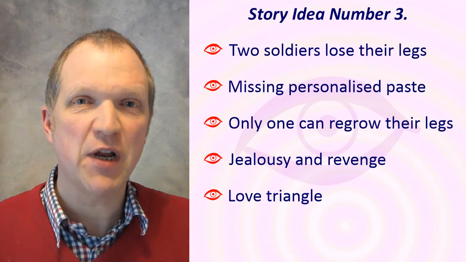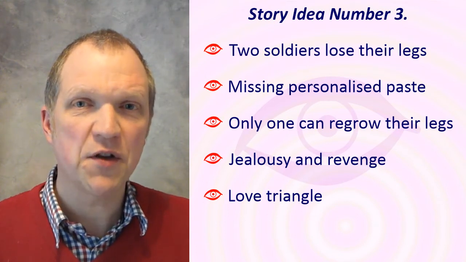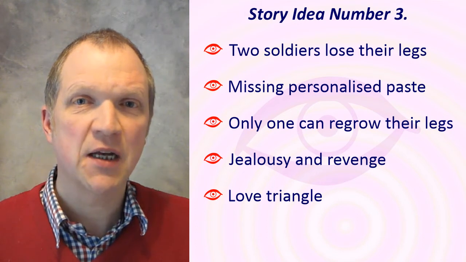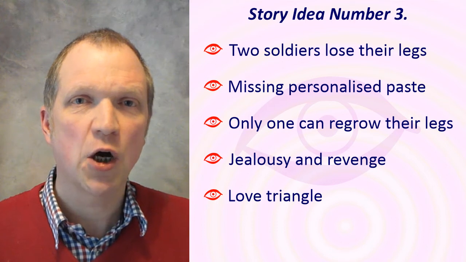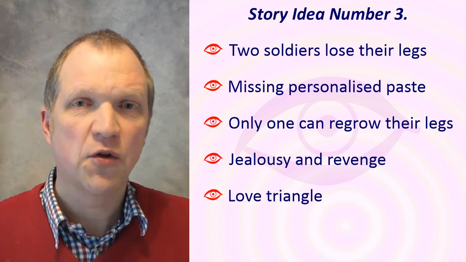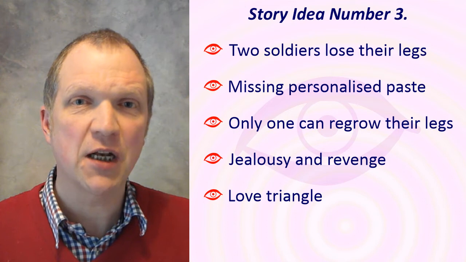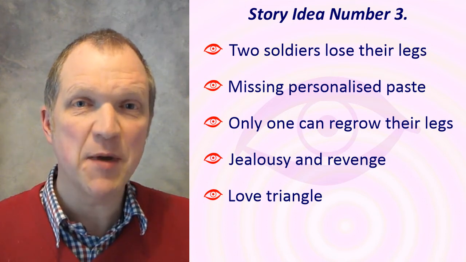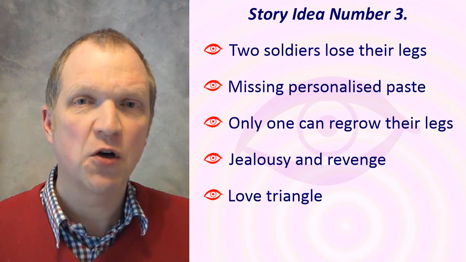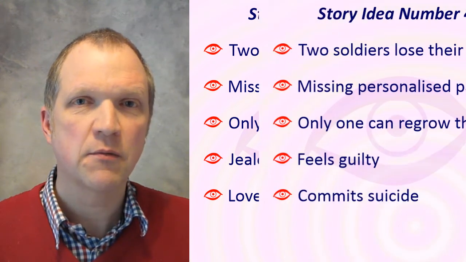Story idea number 3. Two soldiers lose their legs in the battlefield. Only one of the soldiers is able to regrow their legs, as the personalised paste for the other soldier is missing. After the war, the two meet again. The wheelchair-bound ex-soldier is jealous and seeks revenge by ruining his former friend's life, maybe by wooing the friend's partner, who our wheelchair-bound central character used to date before the war. There's always time for a love triangle.